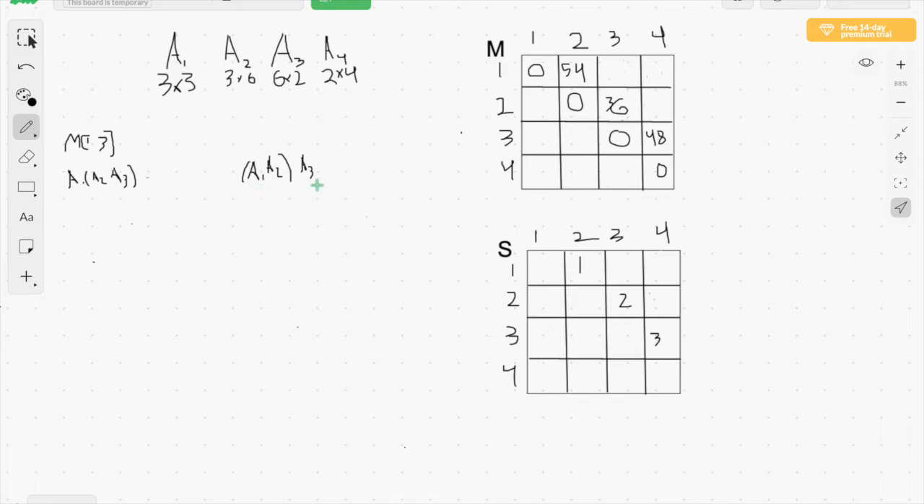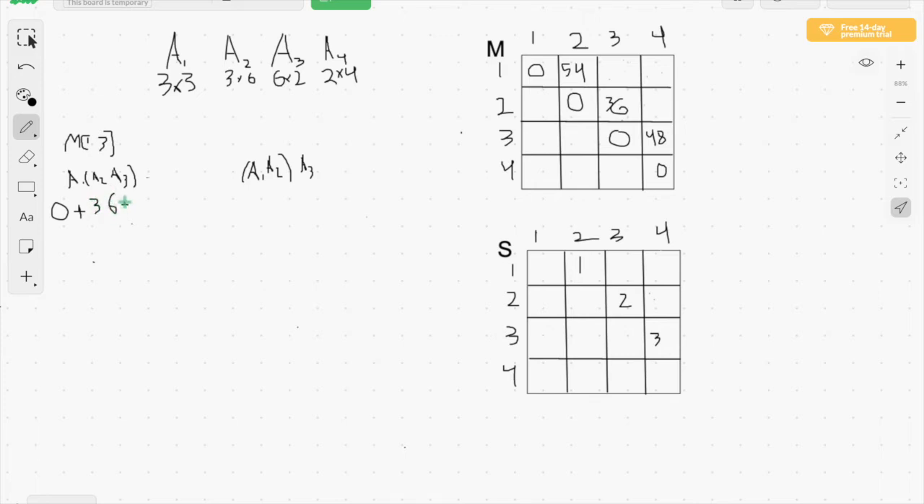So what we need to do is calculate the number of multiplications it takes for each of these cases and find the minimum. And the minimum is the value that'll go in M13. So let's start with this case. A1 is 0, since it won't cost anything to multiply it with itself, plus A2, A3. This is where dynamic programming comes in, looking at the smaller problem to help solve the bigger problem. A2, A3, we already solved that. The cost of multiplying A2, A3, we can go back to this M matrix and look at M23, which is 36. So we can put 36 in here.